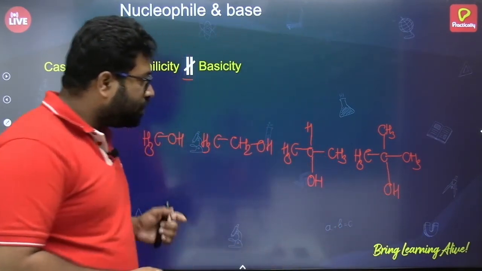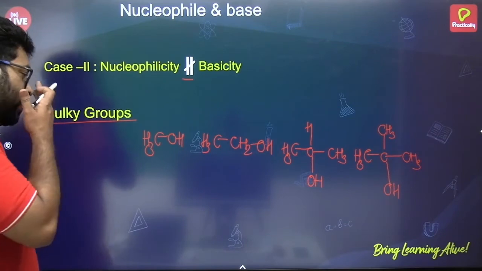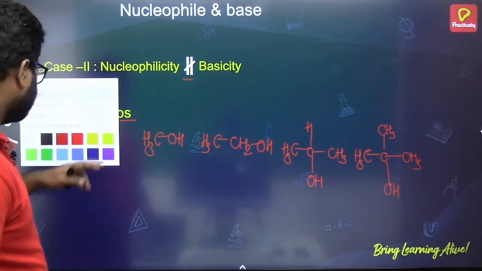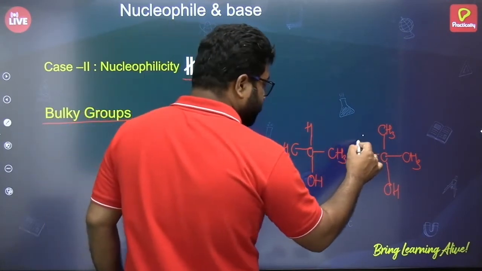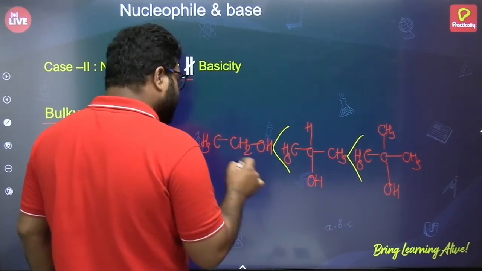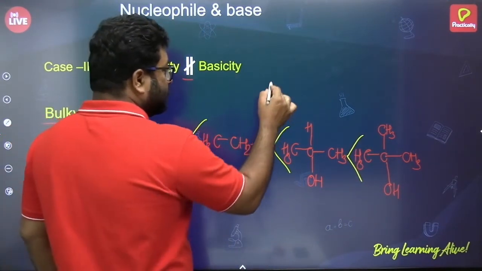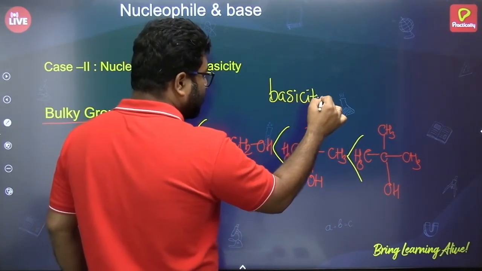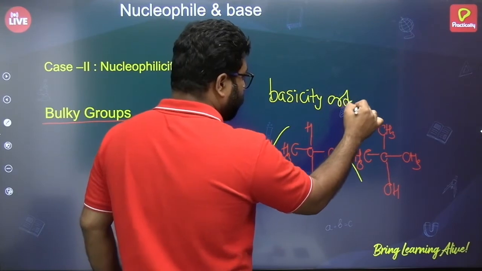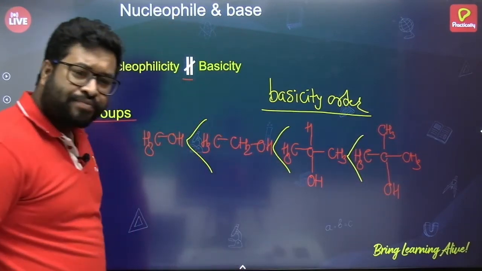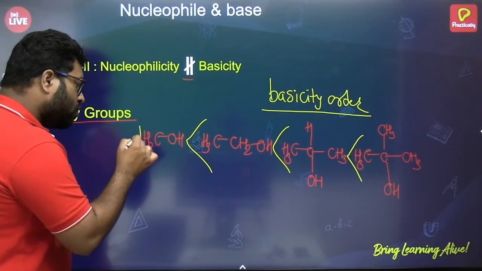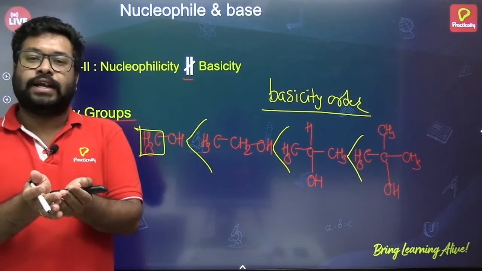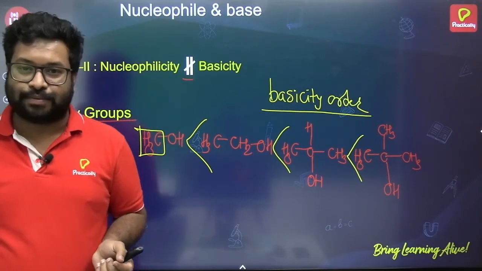Now if I ask you which is the strongest base, you will definitely tell me, sir, this is the strongest base. And I won't say you're wrong. You are right. That's the basicity order that you have. Why? Because in this OH, see, what does a base do? A base donates electron density so that it can abstract the H plus.